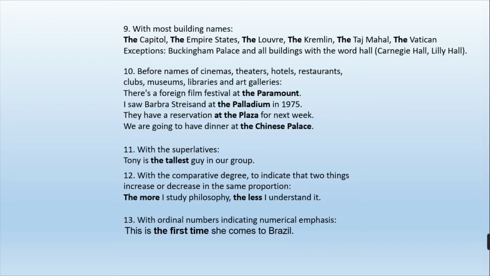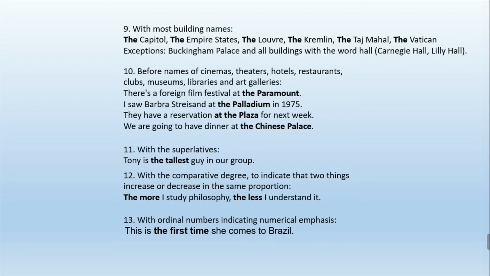Rule number 12, with the comparative degree, to indicate that two things increase or decrease in the same proportion. When you go to a hamburger place like McDonald's, Burger King, whichever you prefer, what do you say about the size of the hamburger? Well, the bigger, the better. Yes? The cheaper, the better. So this is very much used.